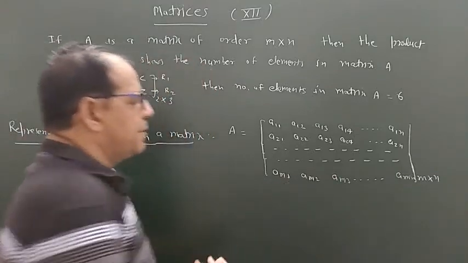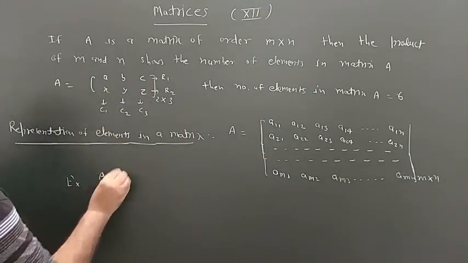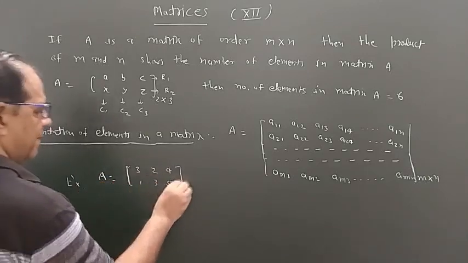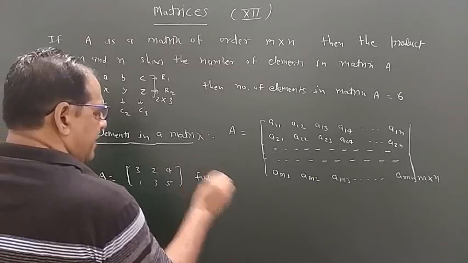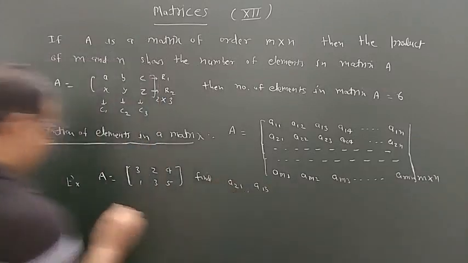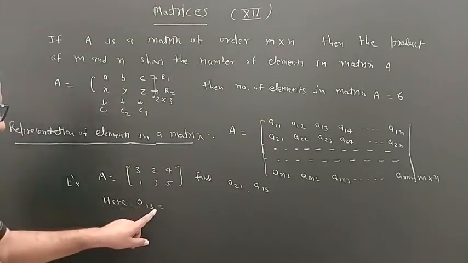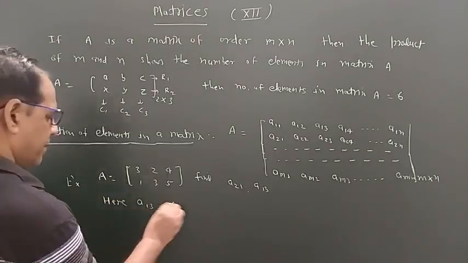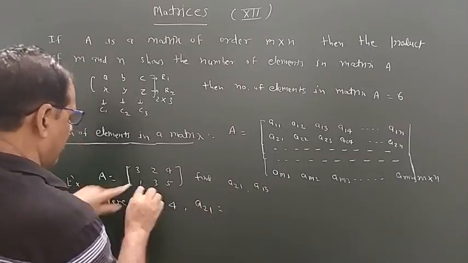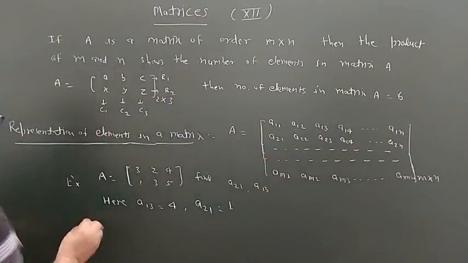So how can we represent an element inside the matrix? For example, A equal to 3, 2, 4, 1, 3, 5. Find a21 and a13. So clearly here a13 means the third element of the first row, which is 4. a21 means the first element of the second row, which is 1.